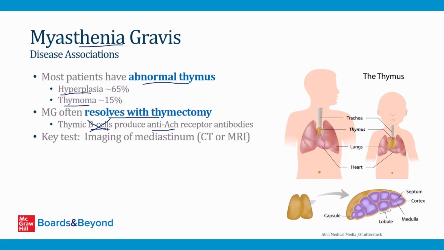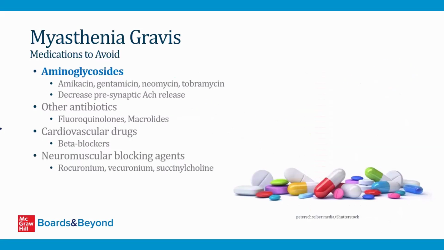myasthenia gravis. So the way this often comes up in a board question is a patient who has a new diagnosis of myasthenia gravis, what is the next best test? The answer could be imaging of the mediastinum, like a CT scan or an MRI. And the reason this is the next best test sometimes is because you want to image the thymus and see if it's abnormal.